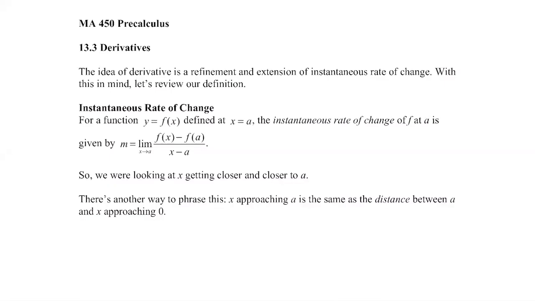13.3, derivatives. The idea of derivative is a refinement and extension of instantaneous rate of change. With this in mind, let's review our definition. For a function f of x defined at a, the instantaneous rate of change of f at a is given by the limit as x approaches a of f of x minus f of a over x minus a. So we have a slope, and we are looking at x getting closer and closer to a.